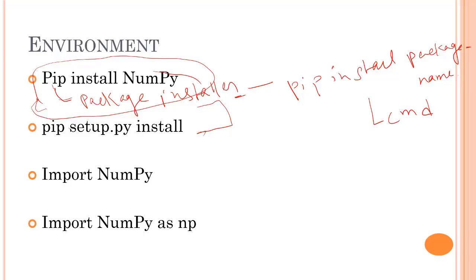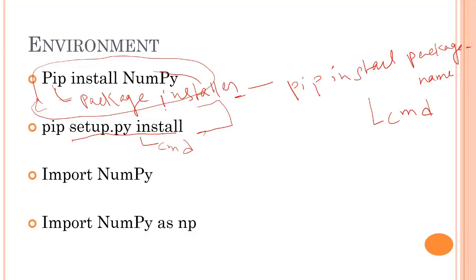But suppose the setup is not there, or by mistake, for some reason, the setup is cracked or you installed a cracked version. In that case you have another option called pip setup.py install. You can use it in a CMD prompt the same way to install the setup properly. So this is another way to install NumPy.